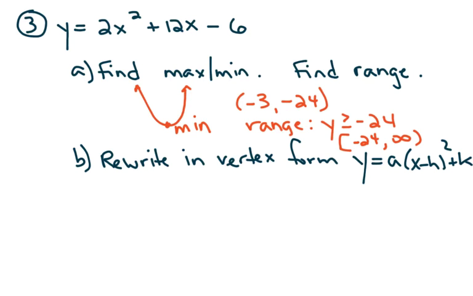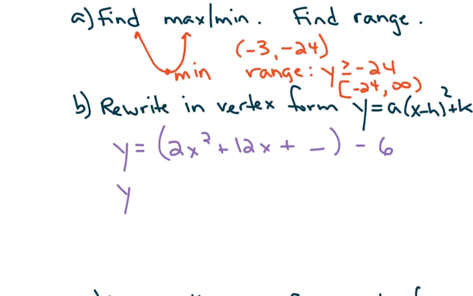In part B, it says rewrite in vertex form, y equals a(x minus h) squared plus k. So to rewrite this in vertex form, I'm going to start by taking the linear and quadratic terms, and we're going to add a new number to it to create a perfect square trinomial. But you can only create a perfect square trinomial if the leading coefficient is 1x squared. So I'm going to have to factor out that 2.